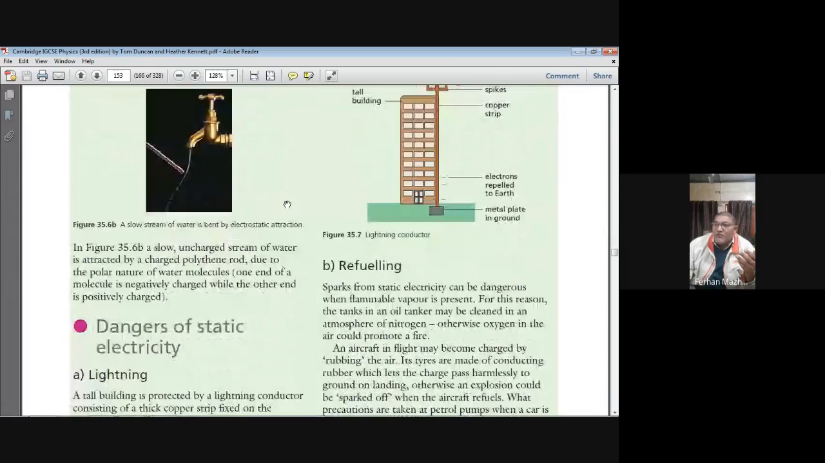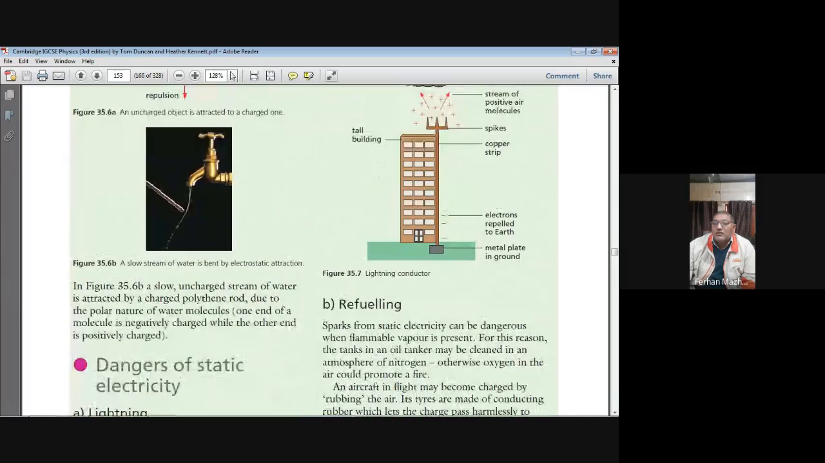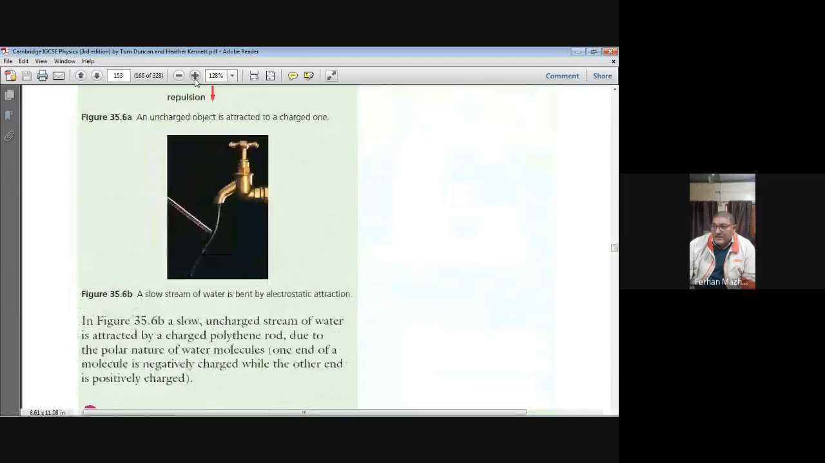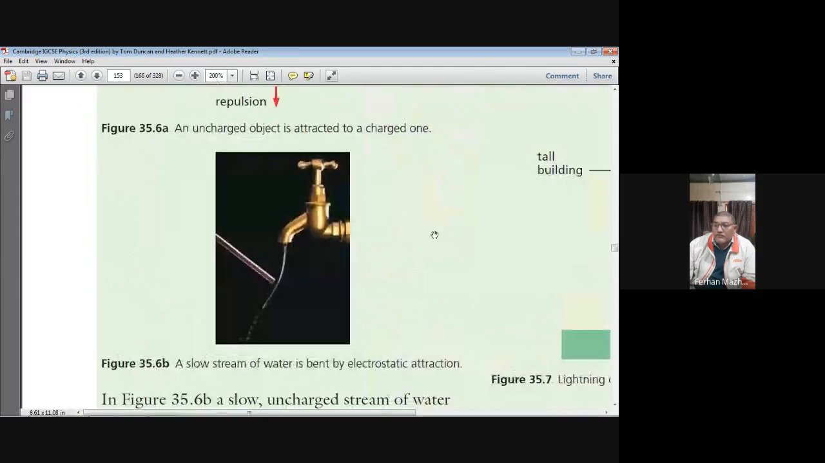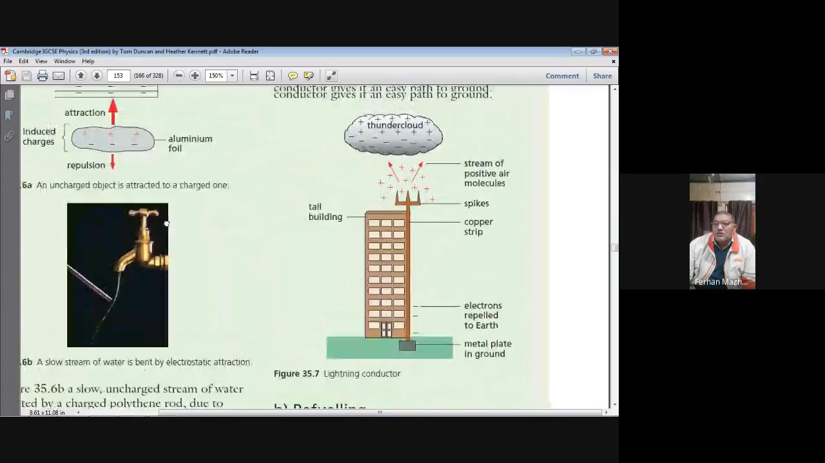Okay. So now one very important thing, let me explain it to you. In the buildings, you must have seen this thing.